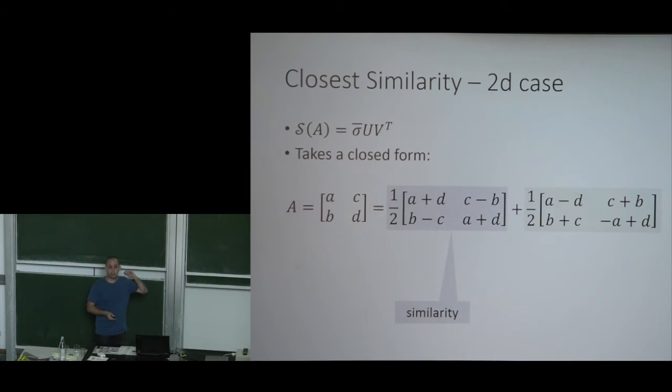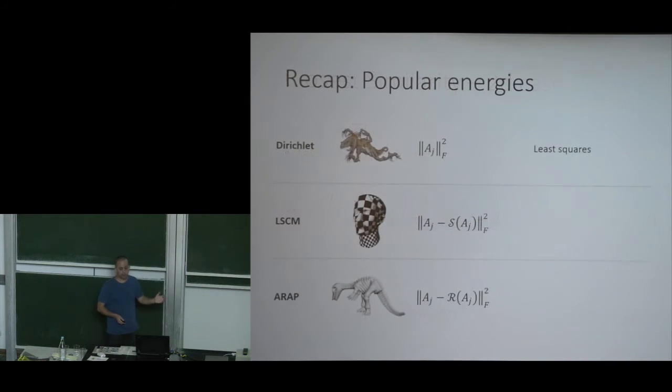There's a very interesting linear decomposition of the matrix A into its similarity part and anti-similarity part. So for the 2D case, we can decompose the matrix into similarity and anti-similarity. And since here we look at the difference between the matrix and the closest similarity, this is exactly the anti-similarity part, which can be linearly computed in terms of the matrix A. So in the 2D case, we also have to simply solve a linear system of equations in order to minimize the LSCM energy.